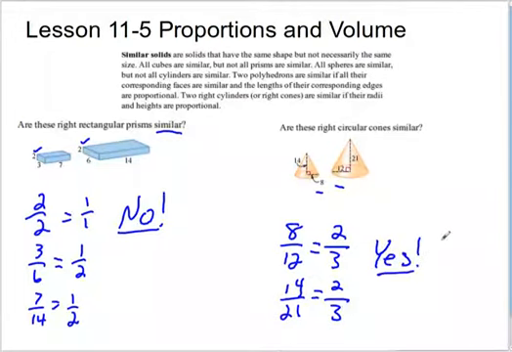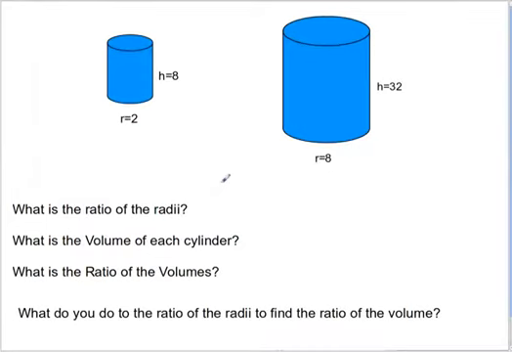Alright, so before we can talk about using proportions and ratios in volume, the first thing that you must have is two similar solids. Okay, so if you don't have two similar solids, you cannot use ratios. Alright, so let's take a look at a couple of examples. So here I have two cylinders. The cylinder on the left has a radius of 2 and a height of 8, and the cylinder on the right has a radius of 8 and a height of 32.